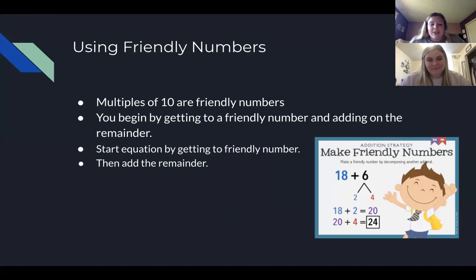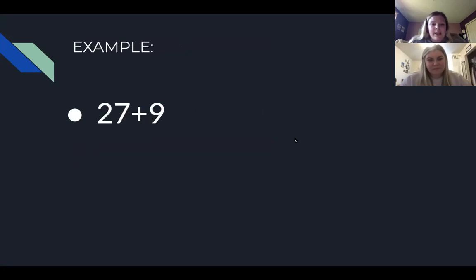When you use this strategy, you always start by getting a number in the equation to a friendly number, and then you add the remainder. So we're going to do this together. The example is 27 plus 9. For this example, I'm actually going to get 27 to a friendly number. Does anyone know of a friendly number that is close to 27? That is right, 30.